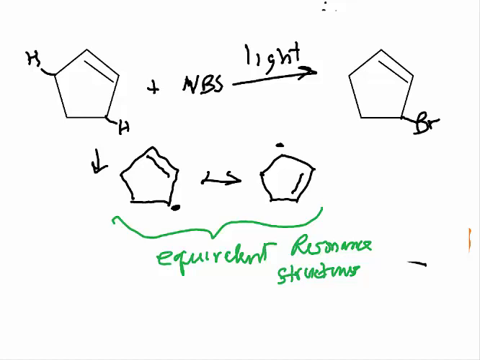So the general rule is this: if you have an alkene with allylic hydrogens, write the simple allylic radical structure for it. Check to see if there are resonance structures, and draw the resonance structures. If the resonance structures are not equivalent, you're going to get more than one product. If the resonance structures you draw are equivalent, you're just going to see one allylic halogenation product. All right.